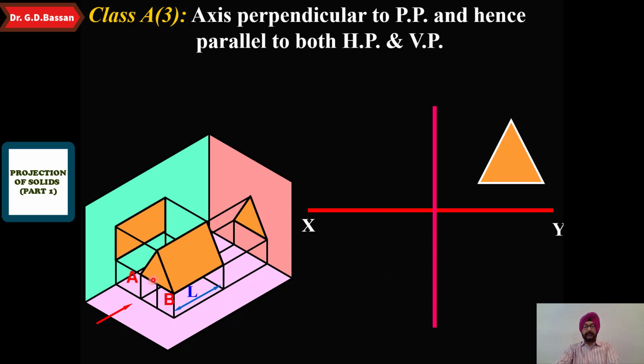So A is here, B is here, C is here. This is the first face which is getting from the side view, and the opposite face is 1, 2 and 3, that is on the opposite side.